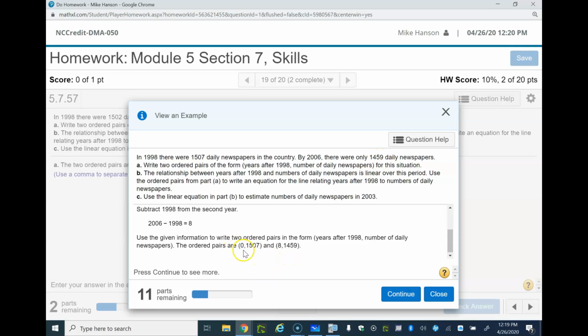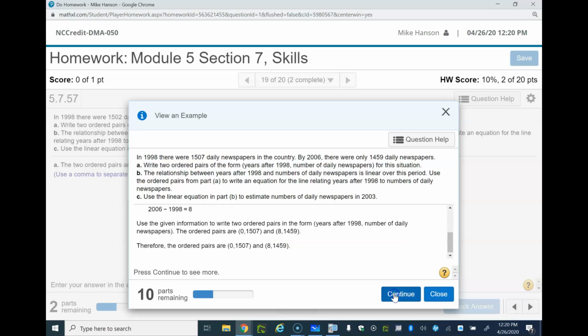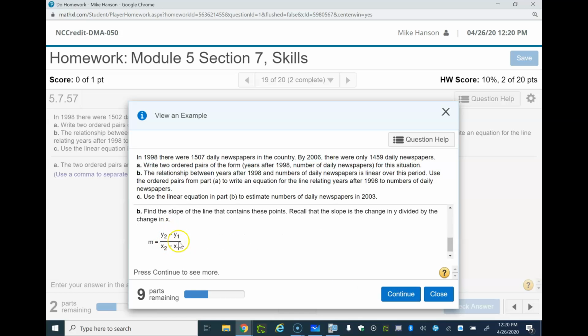So once again, do not place 1998 here and 2006 here. Do not do that for this problem. Put the actual number of years that we're discussing in our x spot and then the total papers in the second one. We have our two ordered pairs now. Now we need to figure out the equation. So back to what we discussed before, since we have our two ordered pairs, you do method one as far as figuring out the slope.